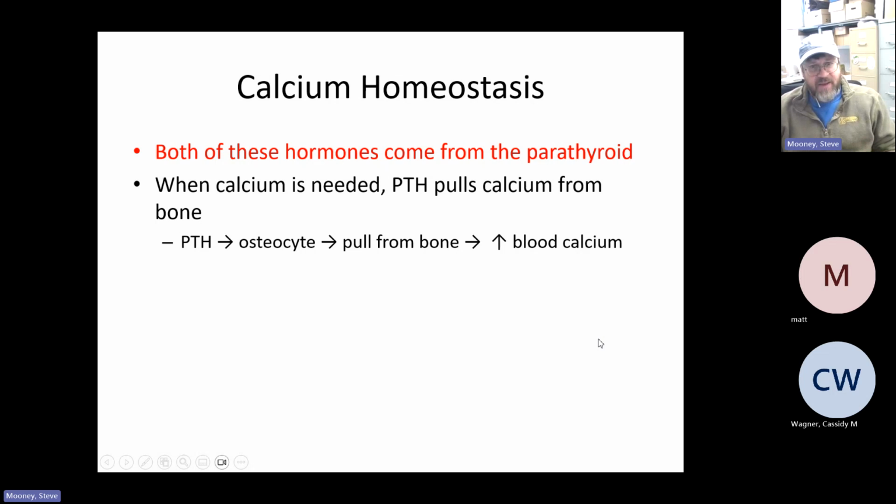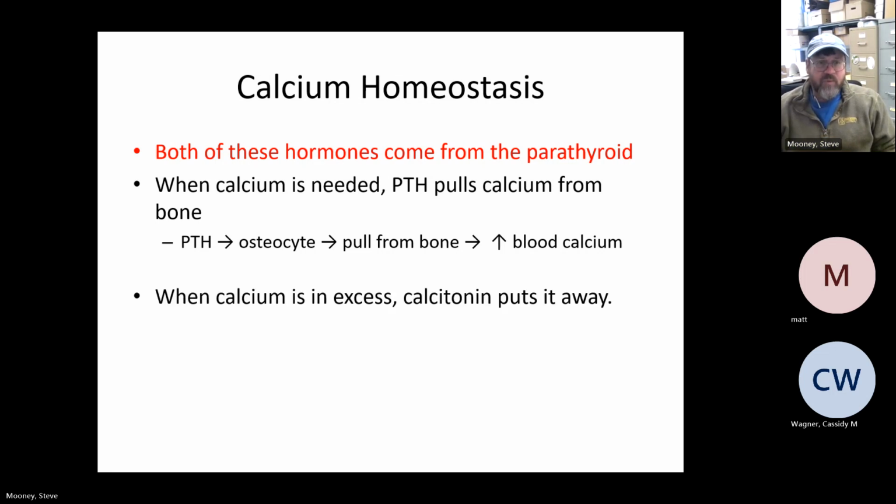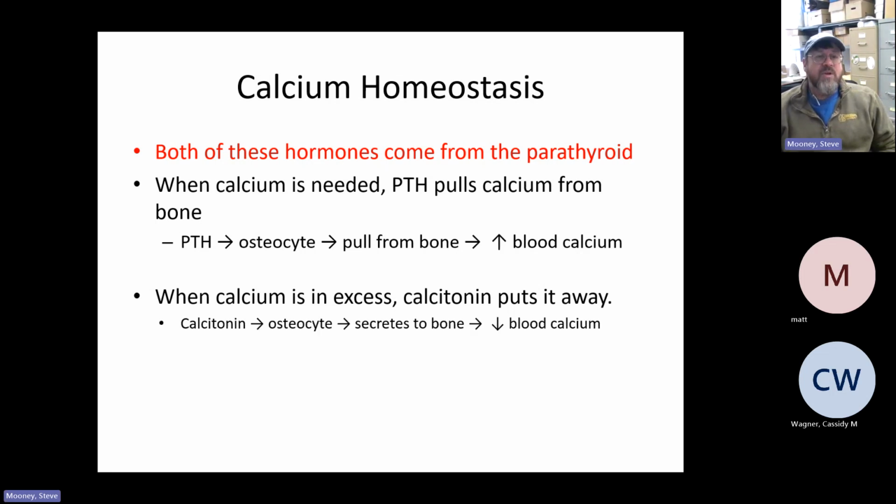This is not a minutes thing. This is usually an hour or days thing to adjust that blood calcium. If calcium is in excess, we don't want it precipitating out. We need to put it away. So we need to send that calcium to the bone tissue, and calcitonin is going to tell the osteocyte to put it away. So calcitonin is secreted by the parathyroid in response to excess blood calcium, too much blood calcium. We need to store some for later.